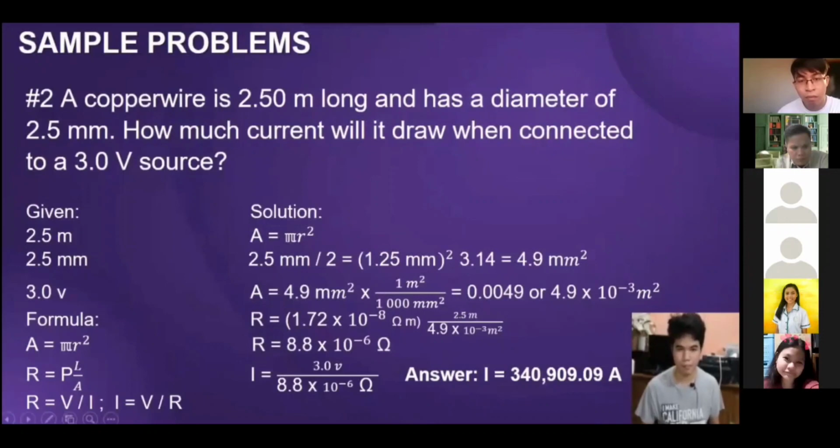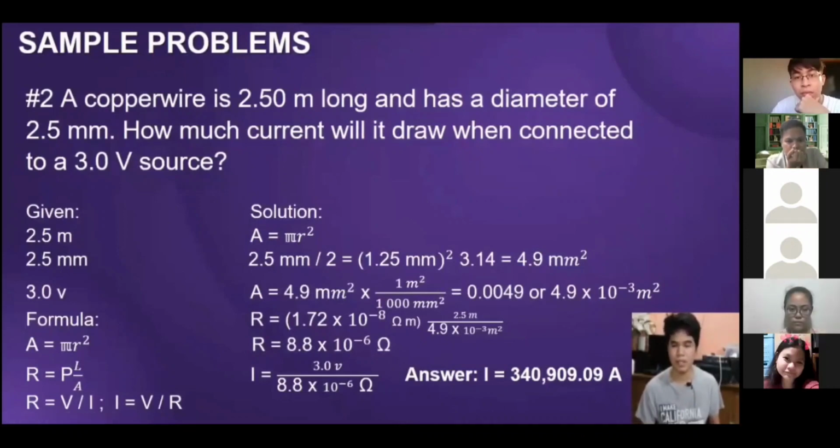Proceeding to the solution, A is equal to pi r squared. Nakita natin na ang given is diameter na 2.5 mm. At ang alam natin na yung radius is half of a diameter. So 2.5 mm divided by 2 is equal to 1.25 mm. I-square natin ito at i-multiply sa value ng pi, which is 3.14. Ang kakalabasan na area is 4.9 mm squared.